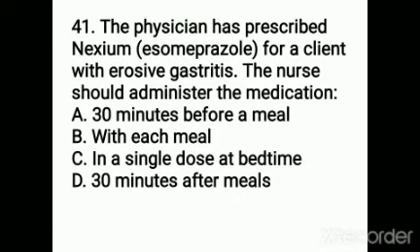Question number 41. The physician has prescribed Nexium, esomeprazole, for a client with erosive gastritis. The nurse should administer the medication. Options are: 30 minutes before a meal, with each meal, in a single dose at bedtime, 30 minutes after meal. Correct answer option A, 30 minutes before a meal.